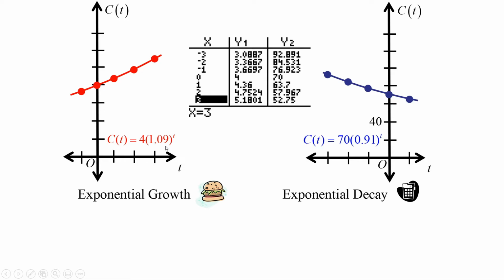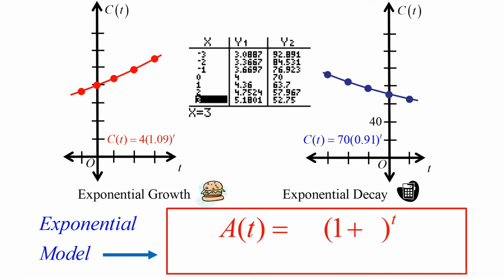4 times 1.09 to the t. Note, if my growth factor is greater than 1, I'm going to have exponential growth. And here, my growth factor is 0.91. So my growth factor is less than 1, so I have exponential decay. Exponential model is A of t equals.